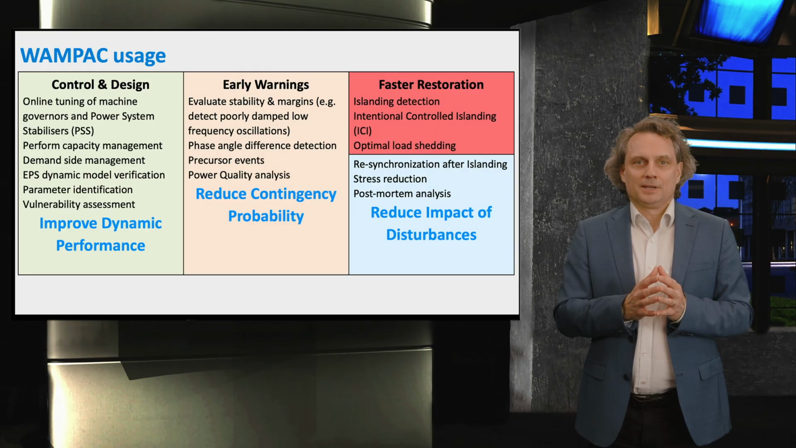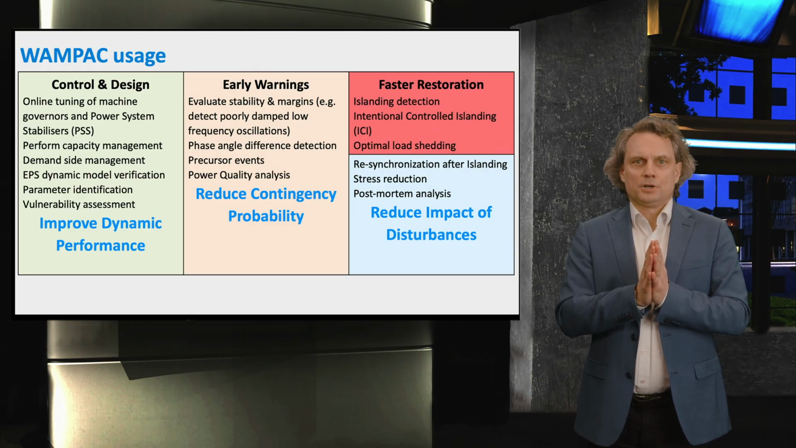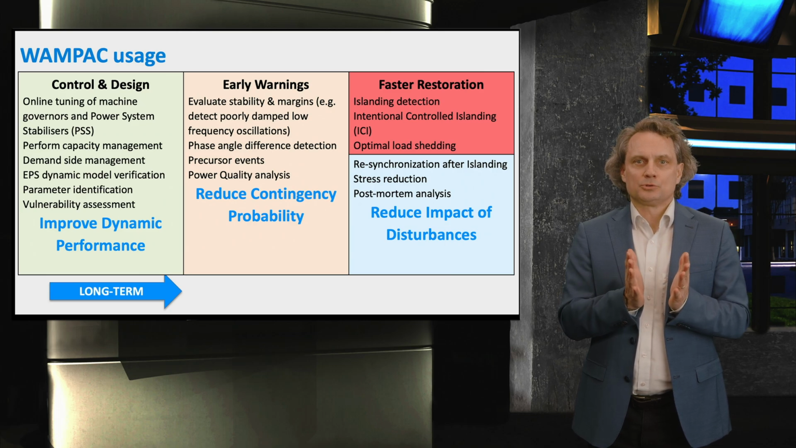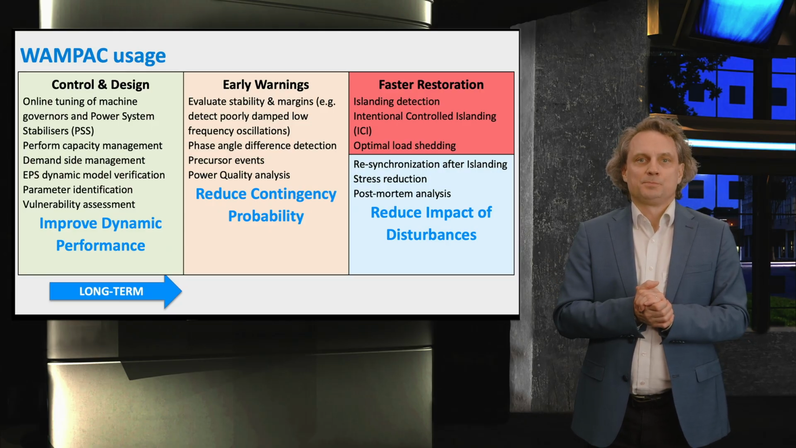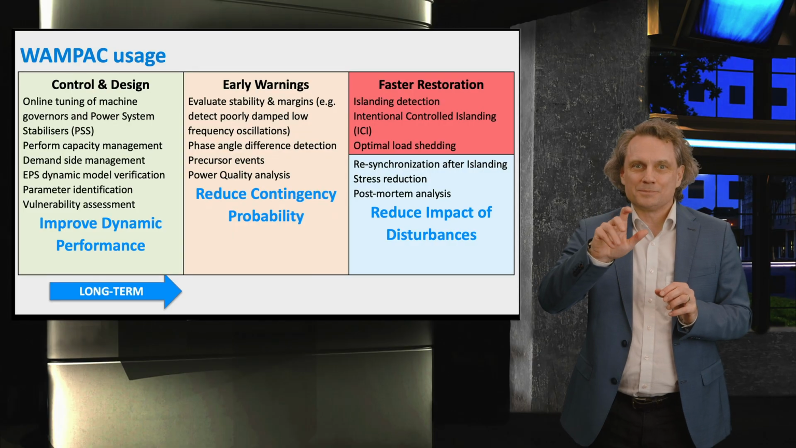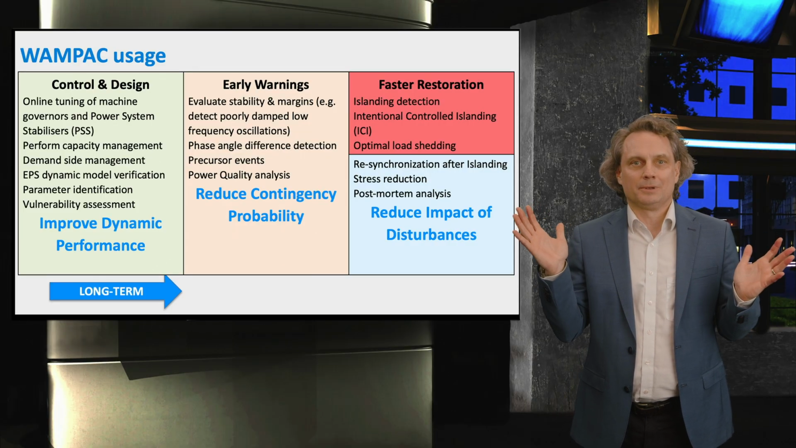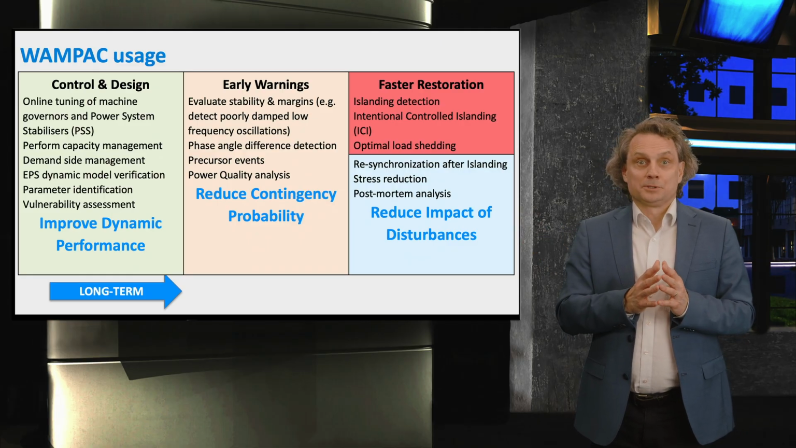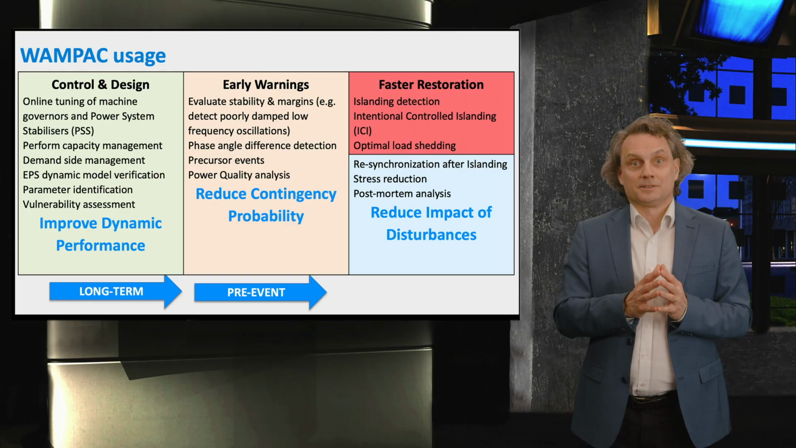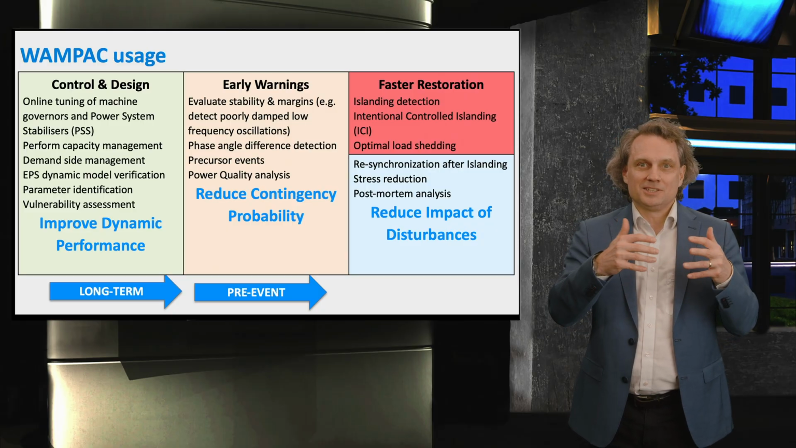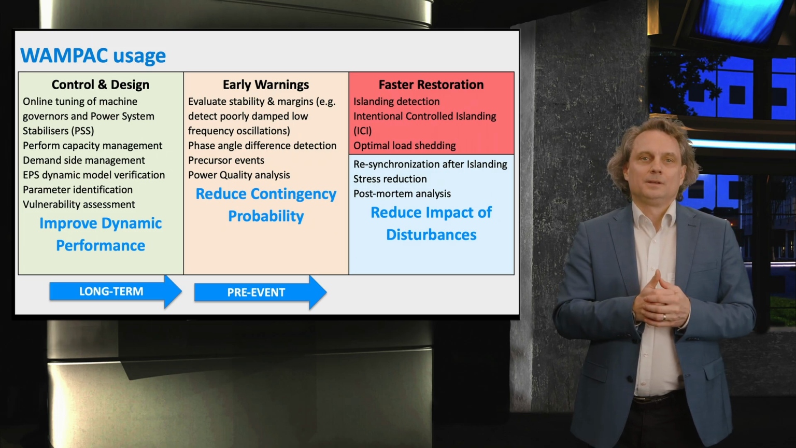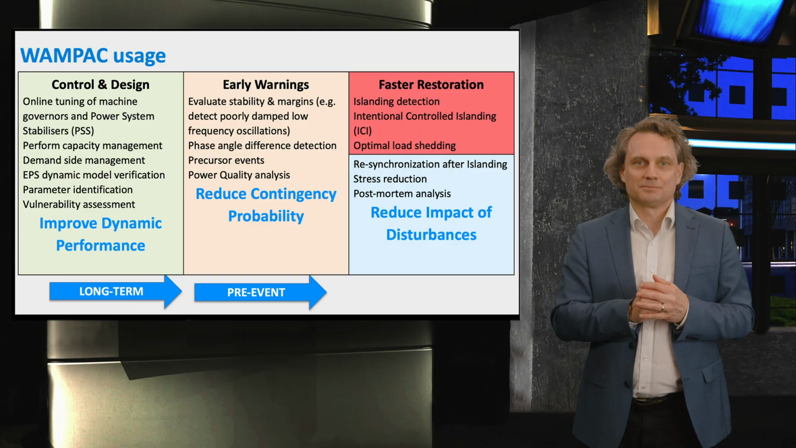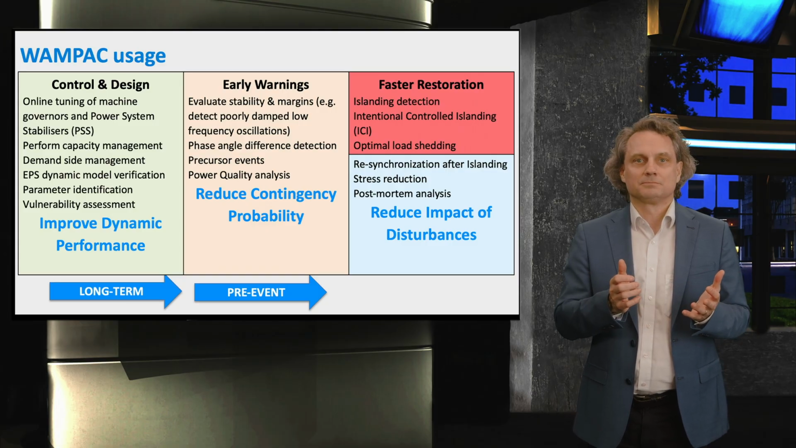Let's take a look at the usage of WAMPAC in terms of time. In the long term, it's possible to use measurements from PMU devices to improve the dynamic performance of the system. For instance, it's possible to use data for tuning machine governors or power system stabilizers. It's also possible to take short-term actions, even before an event. There might be certain signals and measurements indicating that the system is getting unstable and some event is likely to occur. We can then take preemptive control actions to reduce the chance of a blackout.